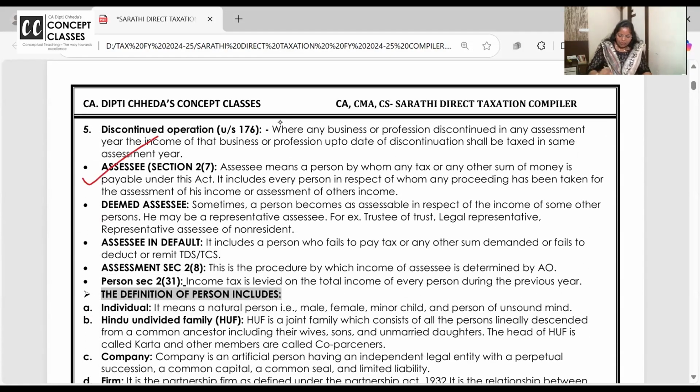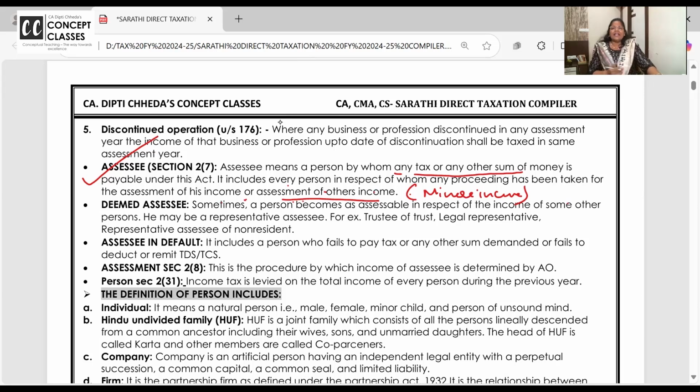Yesterday while closing I talked about who is an assessee. A person who is liable to pay tax in India under the Income Tax Act is called an assessee, right? It includes every person who is taken for assessment of income or assessment of others' income. Now, others' income, you all should write here: minor's income. Yesterday I told you, a minor child is till 18 years. If they have income, that income is added in the hands of the parent, right?